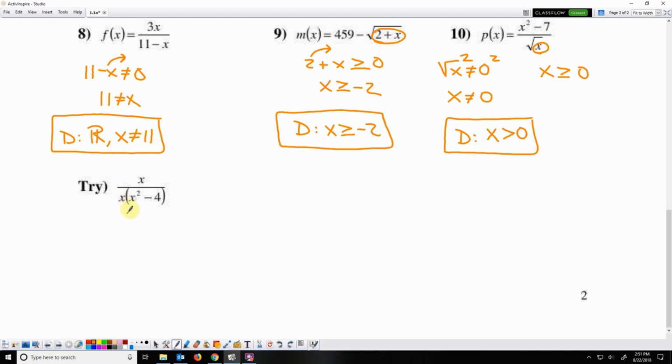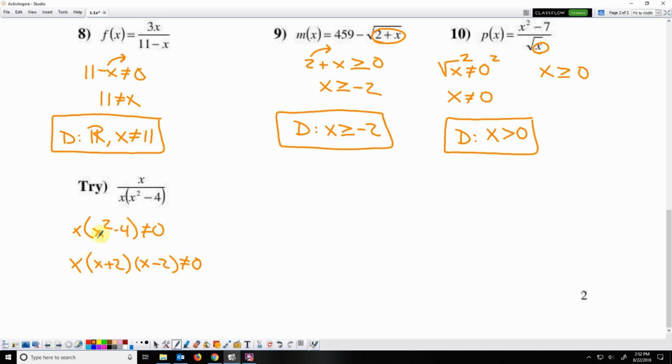So in this last problem, I have a denominator with a variable in it, so hint A applies. I do not have a radical with a variable under it, so hint B does not apply. So this denominator, x times x squared minus 4, cannot be equal to 0. So I'm going to go ahead and factor this x squared minus 4, and that is a difference of squares, and it factors to x plus 2 times x minus 2.